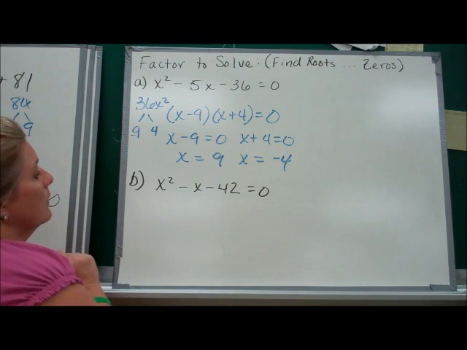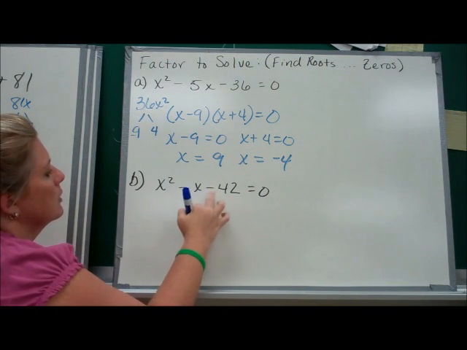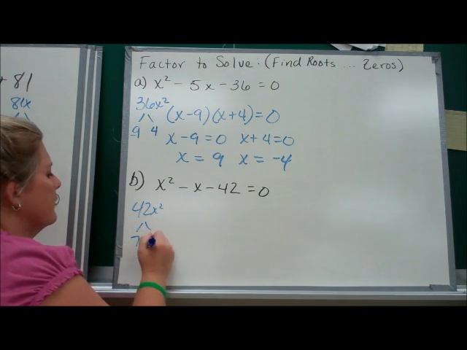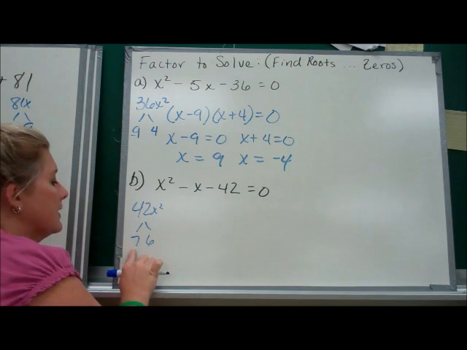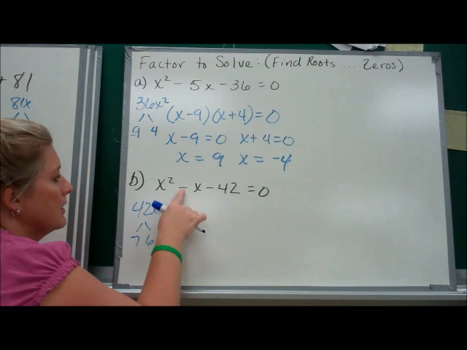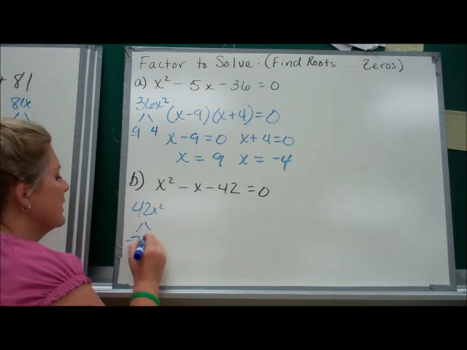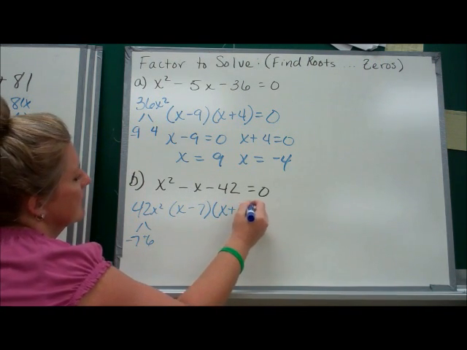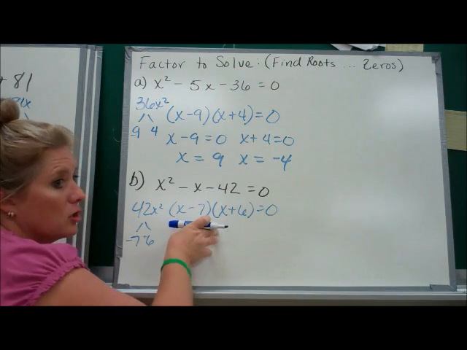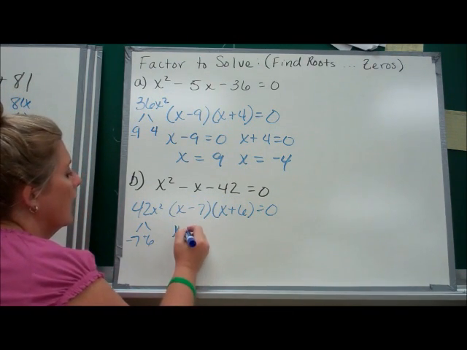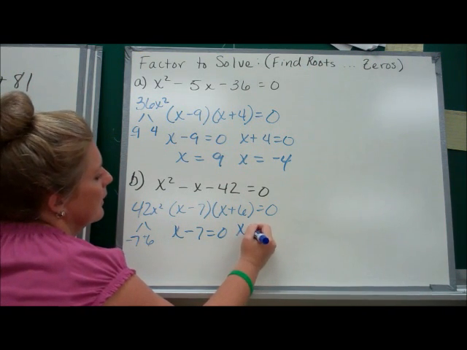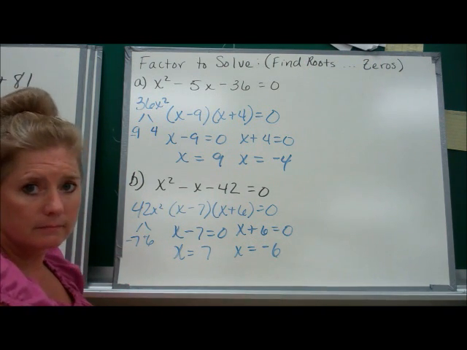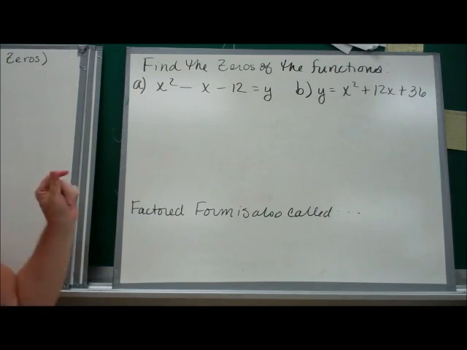Next one, 42. What are the factors of 42 that will subtract to 1? All right, 42x squared. We've got 7 times 6. Those will subtract to 1. 7 is the greater, so 7 gets this sign. So 7 is going to get the negative, and 6 is going to be positive. When it factors, we're going to have x minus 7, x plus 6 equals 0. Set each factor equal to 0. X minus 7 equals 0. X plus 6 equals 0. So x equals 7 and x equals negative 6. We'll use this to find the zeros of the functions.